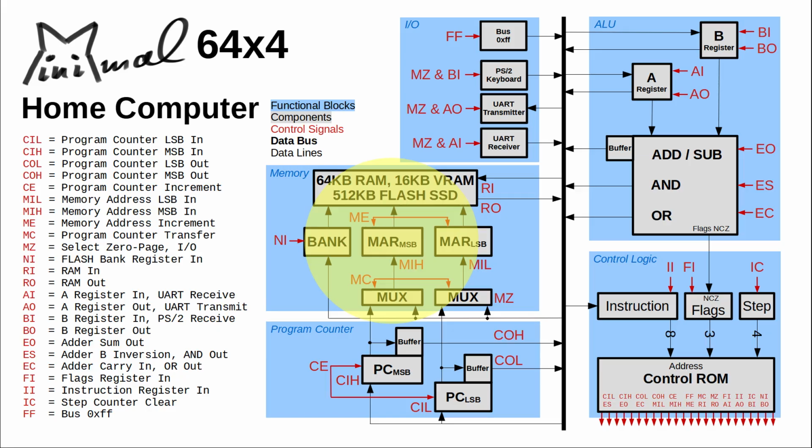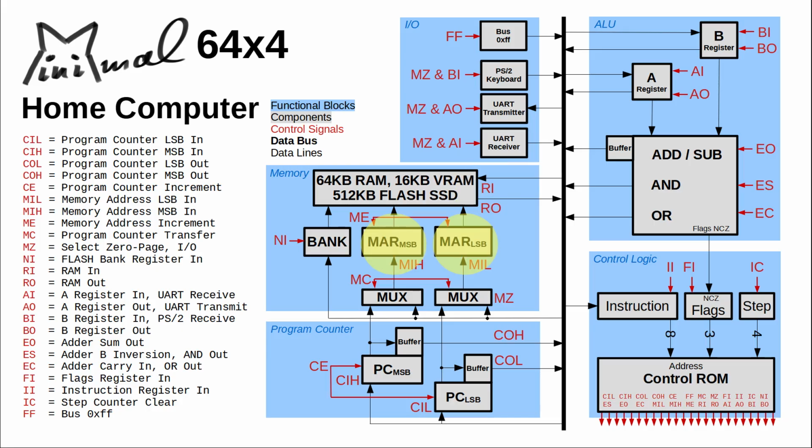Each cell has a unique index or address. And to select a certain memory cell, the address bits have to be present at the address inputs of the memory chip. RO for memory out or RAM out will output the contents of the selected cell onto the bus. RI for memory in stores the bus value into the selected cell.